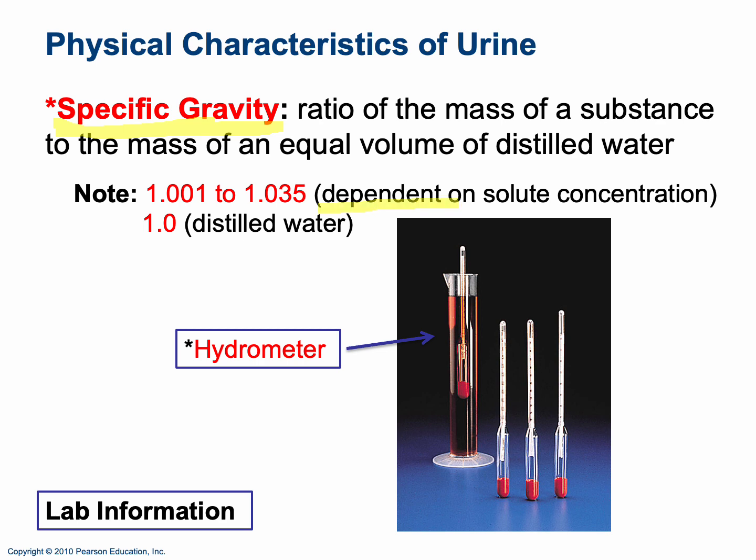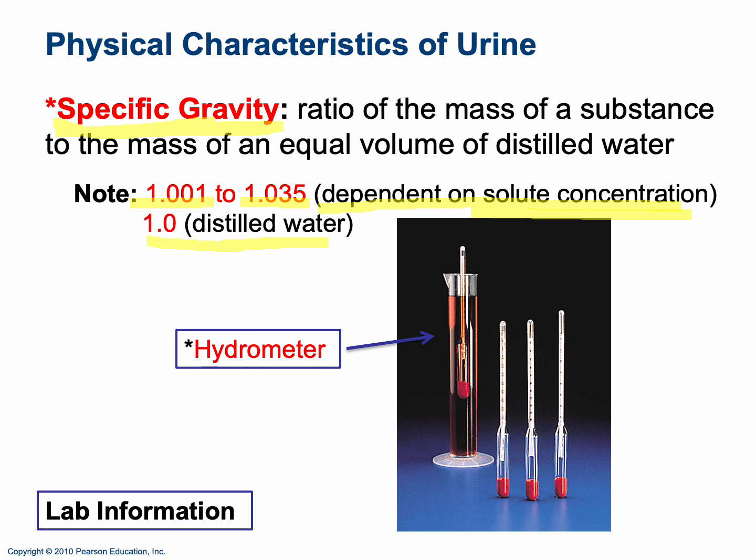So based off of your reading here, if you have a reading between 1.001 to 1.035, this is ultimately dependent upon the solute concentration. So how many solutes are found ultimately in the water. If you simply had a reading of 1, well, that's distilled water. So it's typical to have a reading here in a normal realm for solute concentration, referring to maybe salt or maybe a trace of protein if you have a high protein diet, and etc.